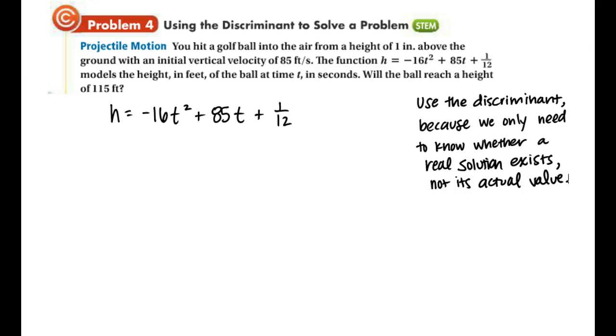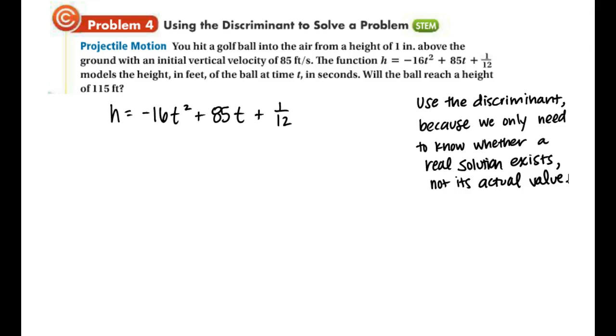So before you go straight into the quadratic formula, we actually just need to use the discriminant here because we only need to know whether a real solution exists, not its actual value. So the question at the end just said, will the ball reach a height of 115 feet, not at what time will the ball reach a height of 115 feet.